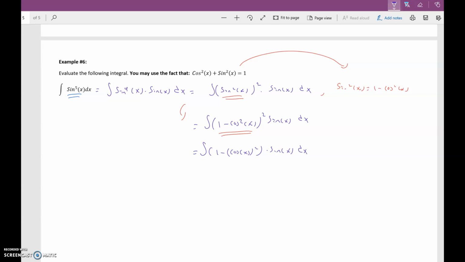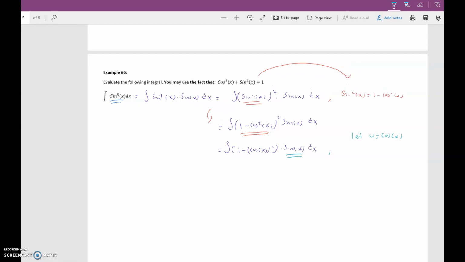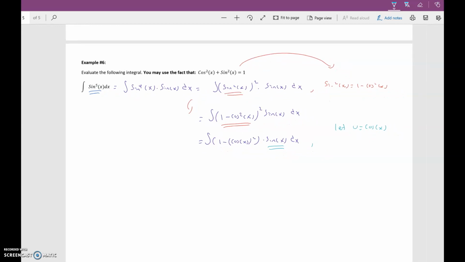And I'm just going to let u equal to cosine of x. This is so that we can cancel this term here and we don't end up with a chain rule. The chain rule would leave us stuck in the problem and we could not simplify it. So then du is equal to negative sine of x dx.